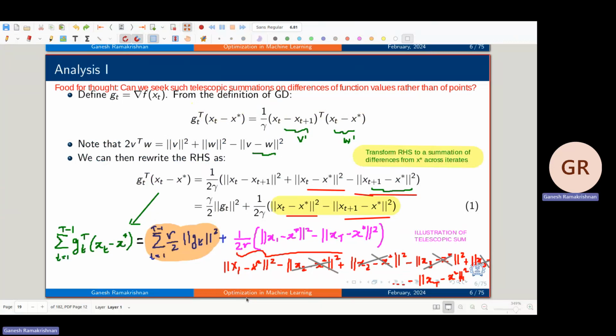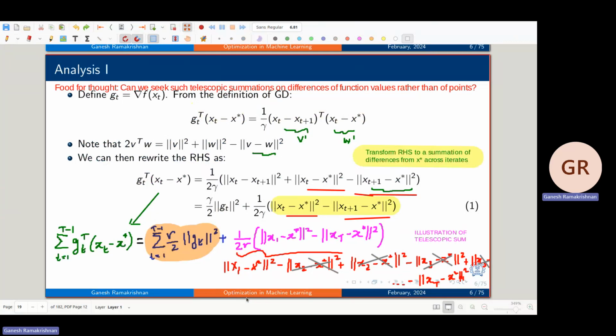As expected, all these will get cancelled out except for the first and the last one, right? When you begin the summation from t equals 1, x1 minus x star will remain. And when you end, what will remain? You summed it to t minus 1. Then what do you get? Xt minus x star. The gt's will keep getting summed anyways.